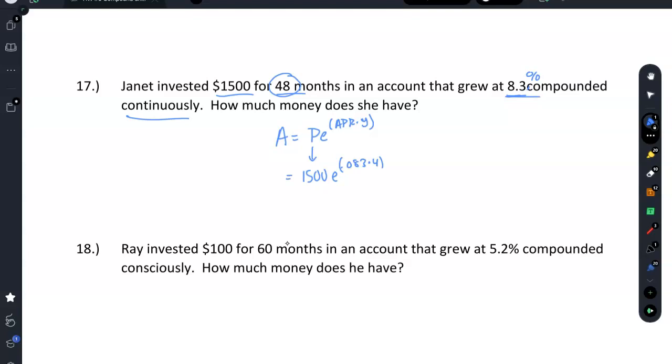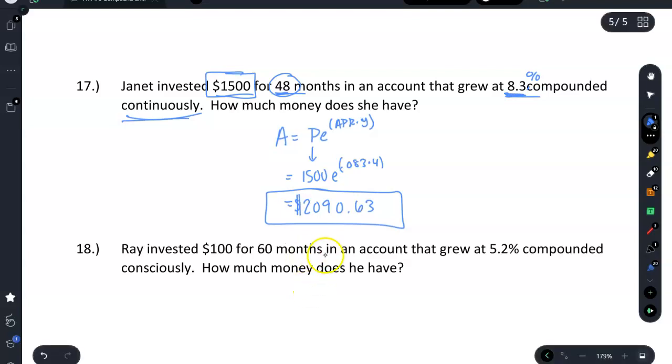So 1,500 times E raised to the 0.083 times 4. And I get 2090.63. And that would be $2,090.63, 4 years compounded continuously. If I had $1,500 at 8.3%, that's how much money I would have.